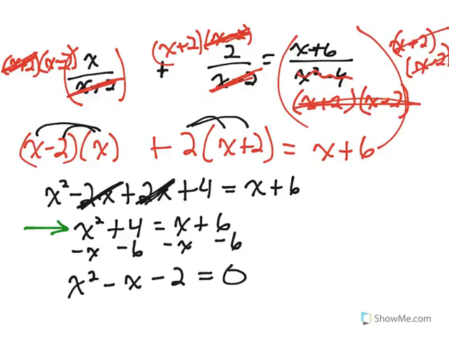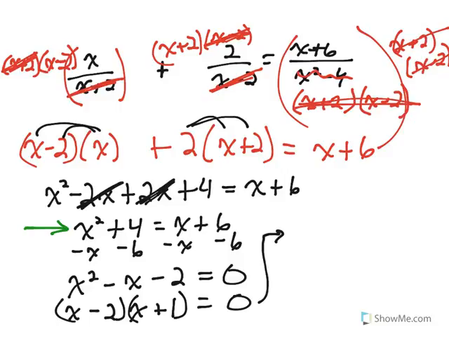Now factor the x squared minus x minus 2 by setting down your two sets of parentheses. Factors of x squared are x and x. Factors of negative 2, that when you add them give you negative 1, would be negative 2 plus 1. Now set each set of parentheses equal to 0 and solve for x in both cases.